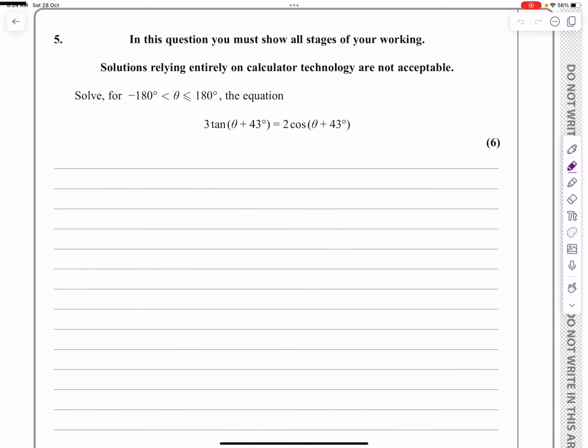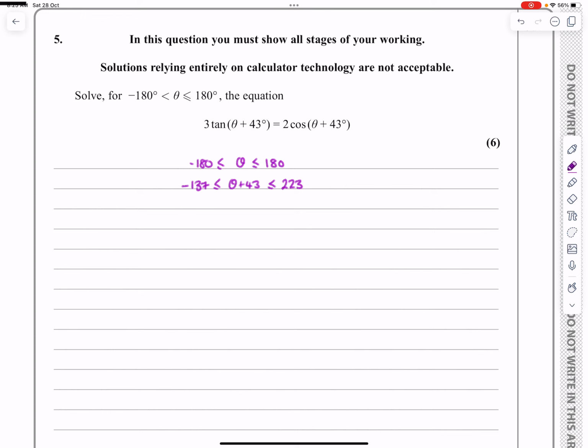So we've got, first of all, that 3 tan(theta + 43) is equal to 2 cos(theta + 43), where theta is between 180 and minus 180. So the first thing that I tend to do with these questions is I say, okay, if theta is between there, then theta + 43 is going to be between 223 there and minus 137 there. Doesn't actually make any difference to the answer at the end, but it's a good habit to get into. Make sure that you're checking your answers between the correct range of values.